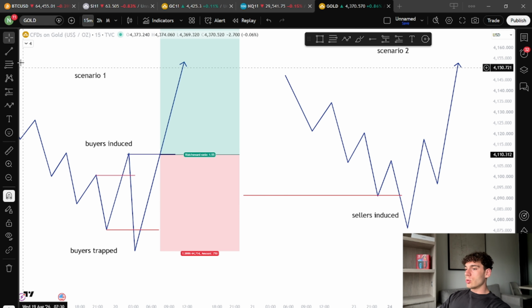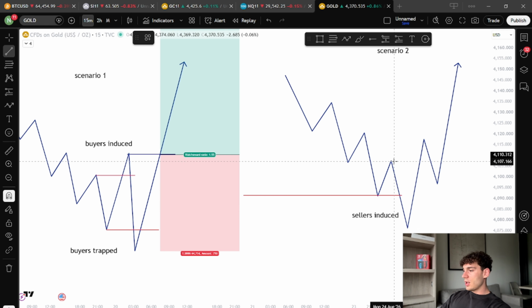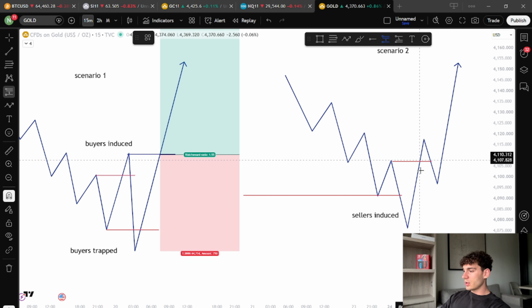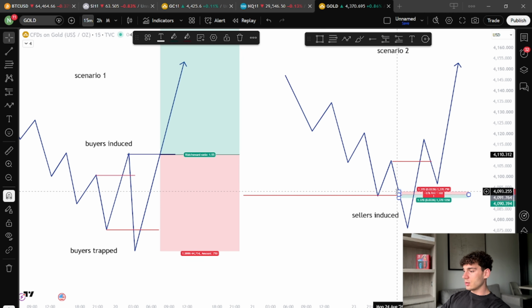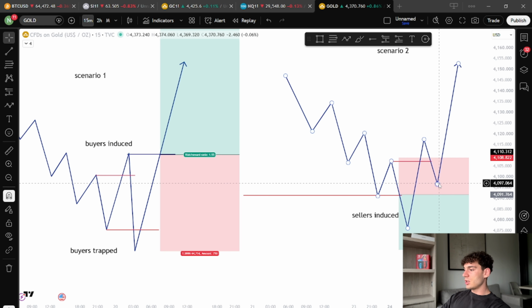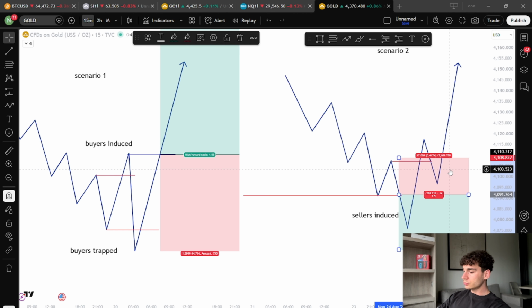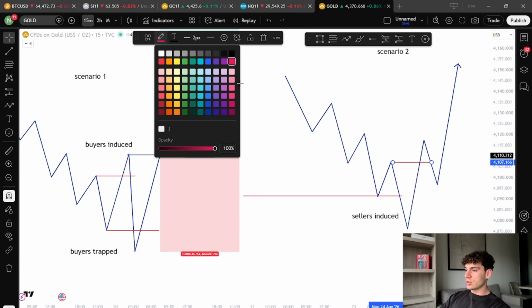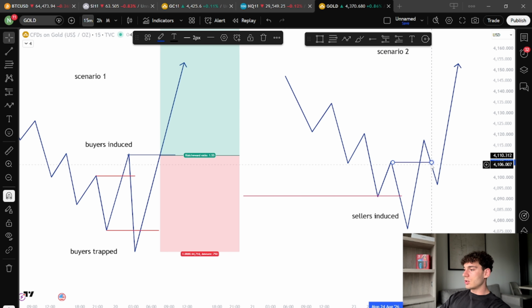And then price goes in the opposite way, takes their stop losses that were above this high. So let's say sellers are entering here, selling on the breakout. They're trying to put their TP somewhere there, and they're putting their stop loss here. So the price goes up, takes their stop loss, gives you a bit of a correction, and then starts going in the opposite direction. So this is scenario number two.